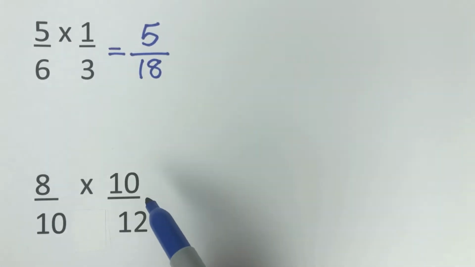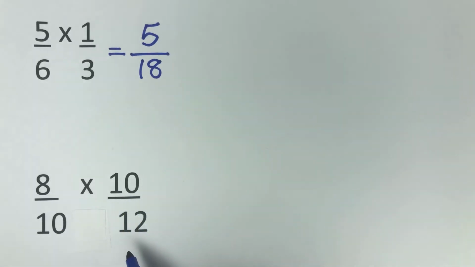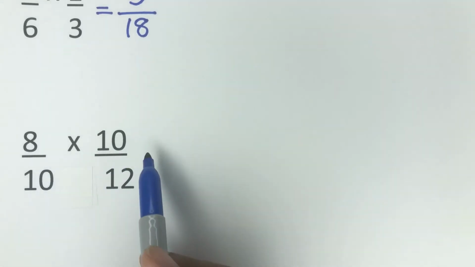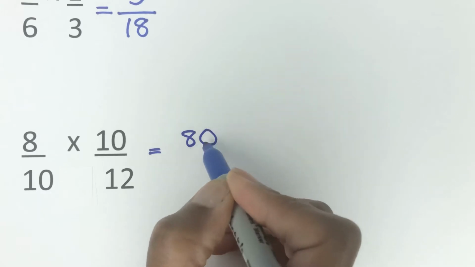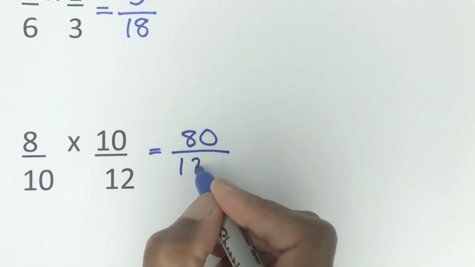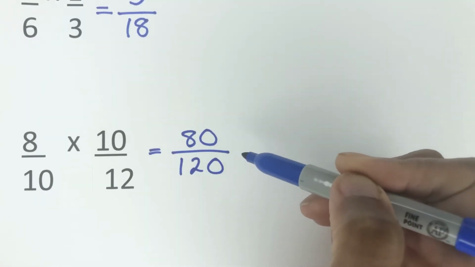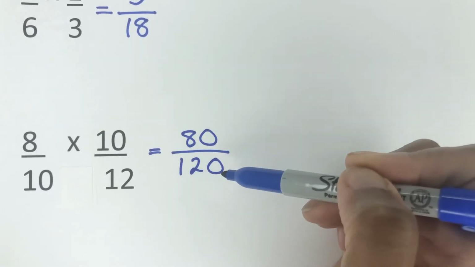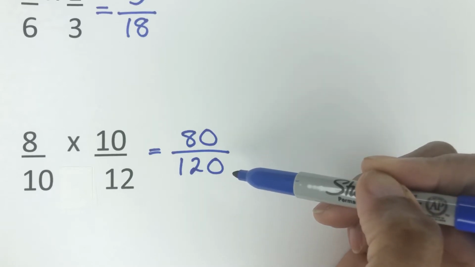Now let's look at the one at the bottom. So we have 8/10 times 10/12. So we say straight across, 8 times 10, that will give us 80. And then 10 times 12 would give us 120. Now if we look at this fraction, can this fraction be simplified or reduced? Well, yes, because you can see they both end in 0. So 80 and 120 are both in the 10 times table.